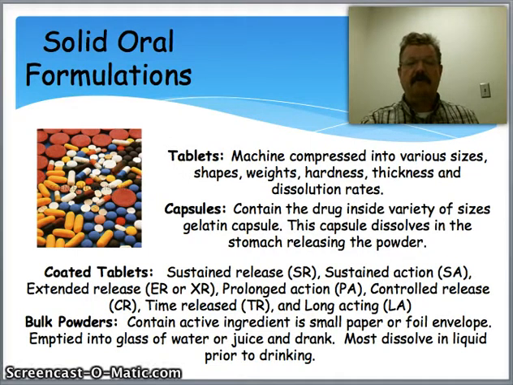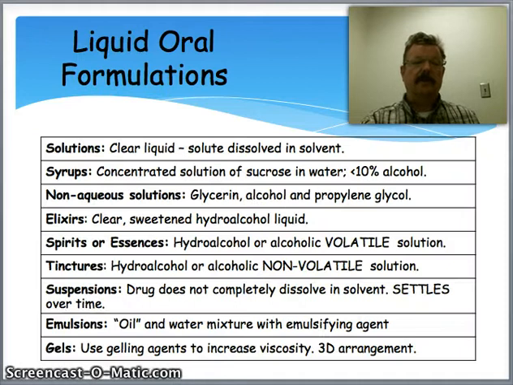You finally have bulk powders, which contain the active ingredient in a small or big foil envelope. It's emptied into a glass of water or juice and drunk. Most dissolve in liquid prior to drinking. Oral formulations continue with solutions, which are clear liquids. The solute is dissolved in a solvent. Syrups are concentrated solutions of sucrose in water. They are less than 10% alcohol.